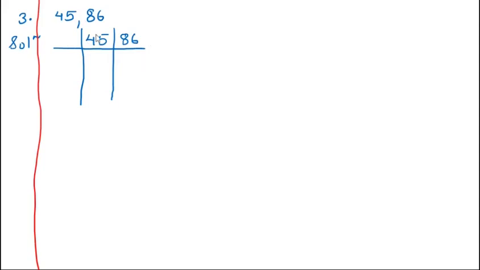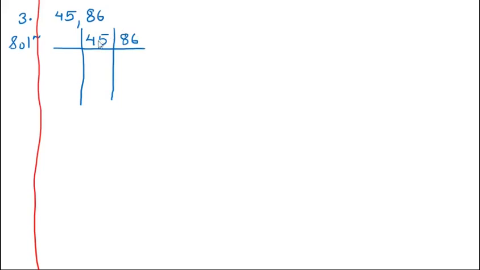Okay, now just see. These both are not divisible by 2. Let's move on to the next prime number, 3. Add the digits: 5 plus 4 is 9, 8 plus 6 is 14. 9 is divisible by 3, but 14 is not divisible by 3. So both these numbers are not divisible by 3. Now the next number is 5. Are they divisible by 5? Yes, 45 is divisible by 5, but 86 is not divisible by 5.